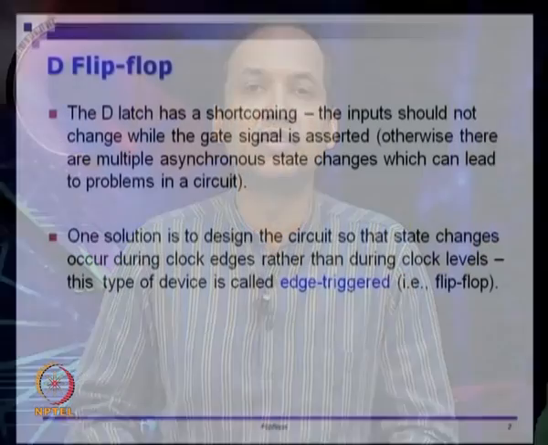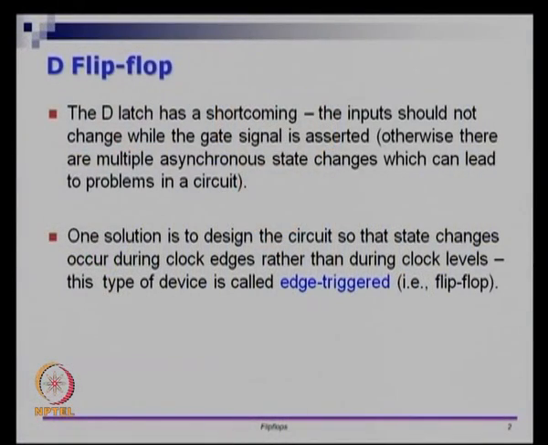The first thing we will start with is what is called a D flip flop. We saw that the D latch has a shortcoming. The input should not change while the gate signal is asserted. Otherwise, there are multiple events which can change, and you may not have a reference point with respect to the clock for that. Once the enable signal comes in, we do not want changes in D to go to Q. If you want to prohibit changes in D from going to Q, then the latch is not enough.